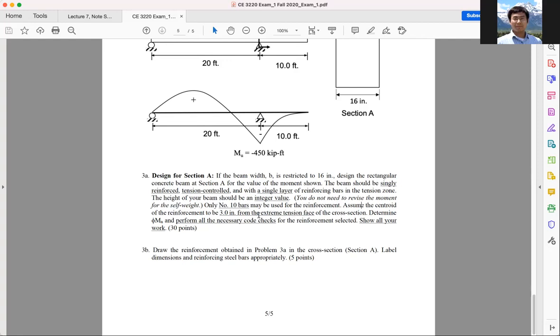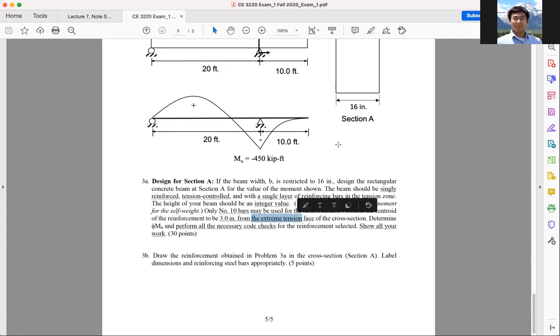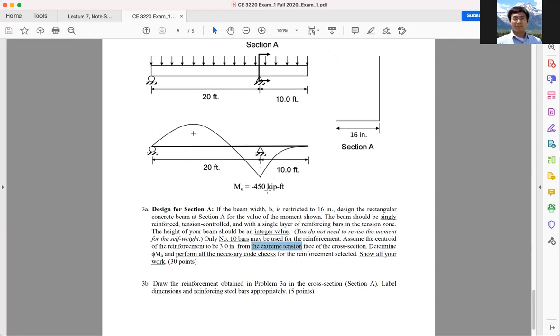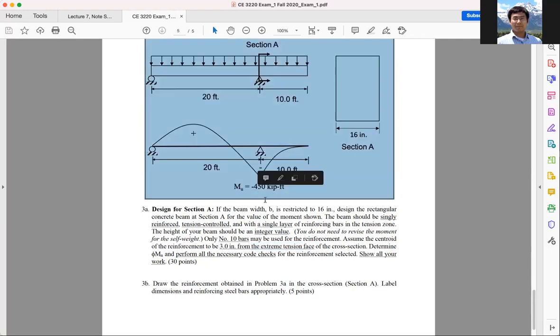Now, here's a trick. What do you mean by extreme tension? It is a negative bending moment. All right, folks, so the tension's on top instead, okay? Tension's on top. So when we say extreme tension face, that means the top line right here. That is the extreme tension face. If it is a positive moment here, then when I say extreme tension face, it will be at the bottom. But fortunately or unfortunately, we have a negative bending here, okay?